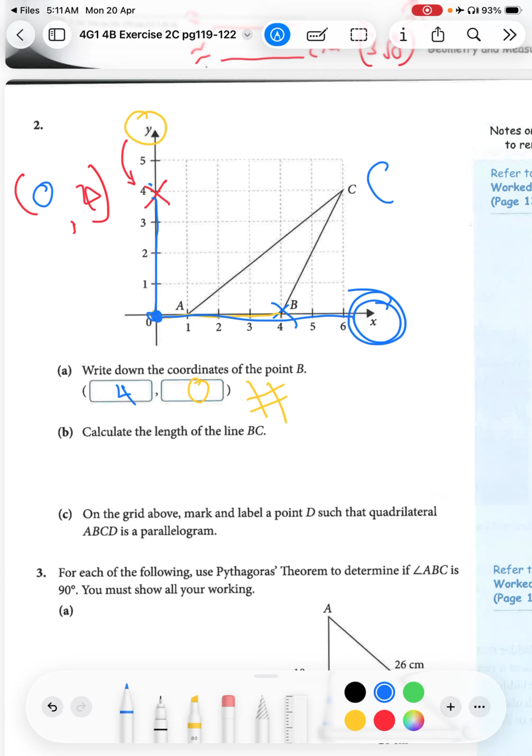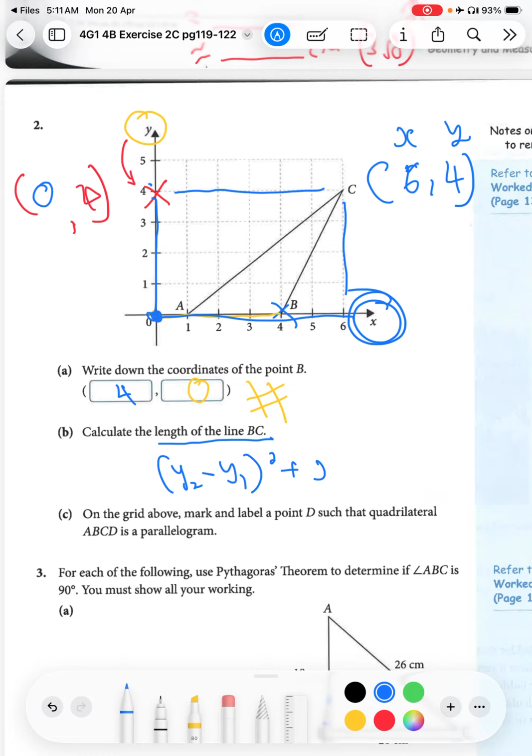C is 6, 4. Here is 6, this is 4. X first, then Y. C is X first, then Y. 6, 4. Calculate the length of the line BC. So there's a formula for this. Y2 minus Y1 square plus X2 minus X1 square.